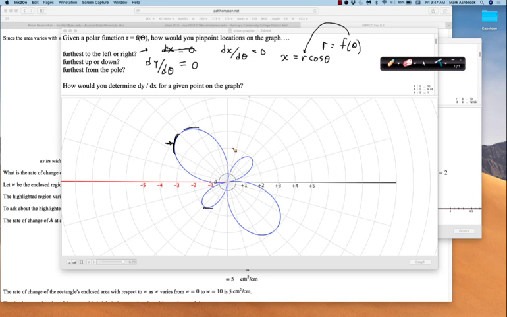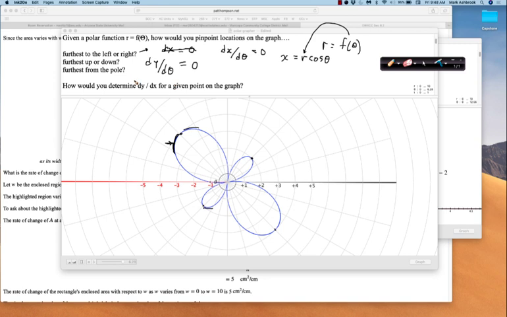Okay, furthest from the pole. So we might guess here this is pi over 4 and 3 pi over 4, but if we couldn't make that guess and we wanted to be sure we were right, how could I get these points furthest from the pole? Need to hit those. What do we think about that? Riddick, yeah. He wants dr d theta equals 0.